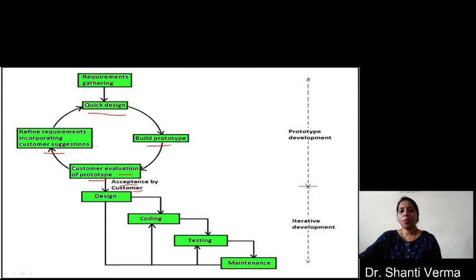So this is the prototyping approach, and after this, the iterative development approach is used, where your design is finalized, then coding is started, then testing and maintenance. For that you have to make modules of the product or software, and for each module you have to repeat these steps of coding, testing and maintenance.